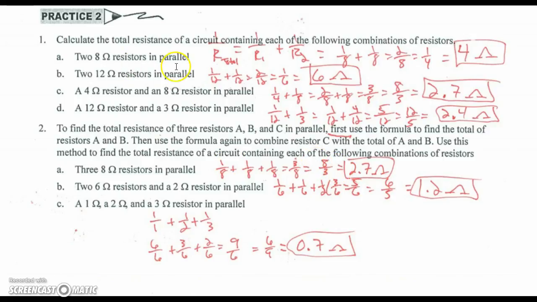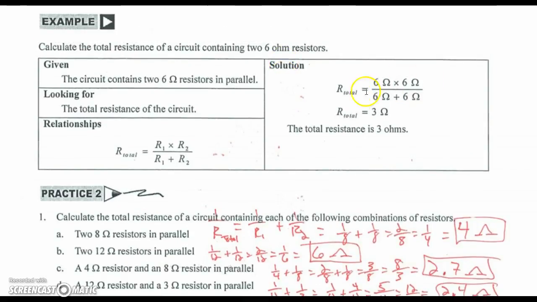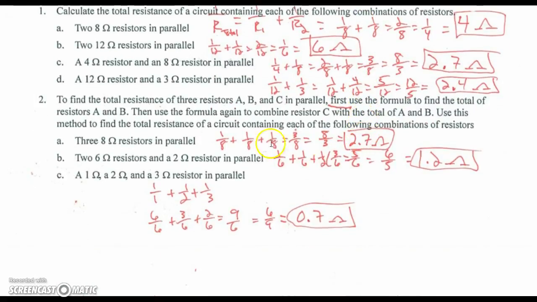So you may choose for two resistors to use this rule here, and then for three or more, use the reciprocal rule. And that's kind of what I would recommend. So two 6 ohm resistors and a 2 ohm resistor, I get 1/6 plus 1/6 plus 1/2. Find my common denominator, so this becomes 3/6. So 3/6 plus 1/6 plus 1/6, I get 5/6. Invert this to 6/5, it's 1.2 ohms.